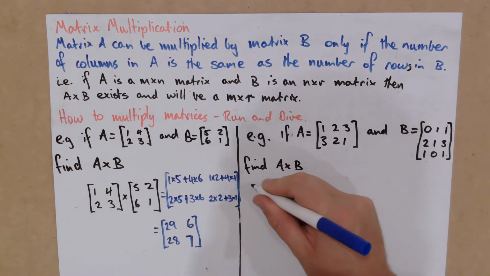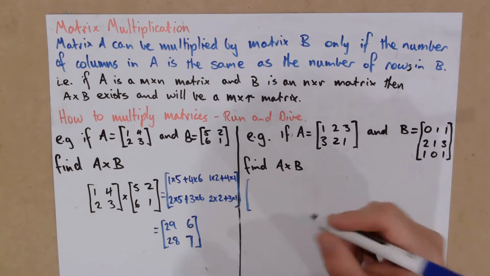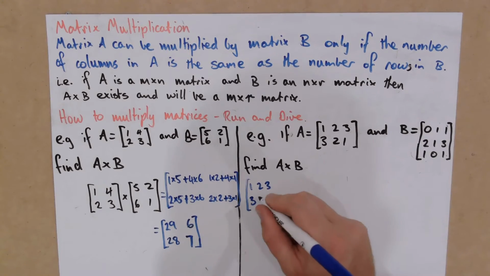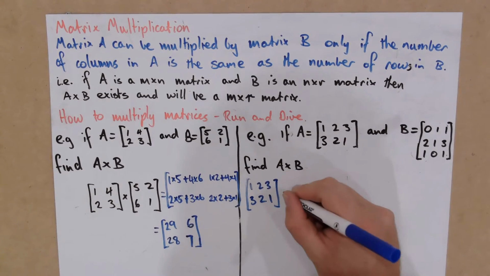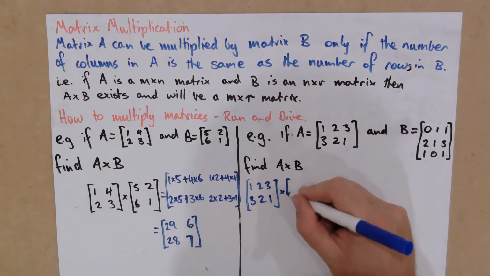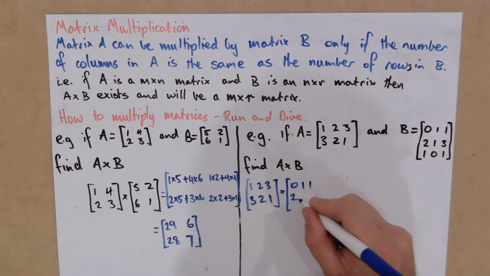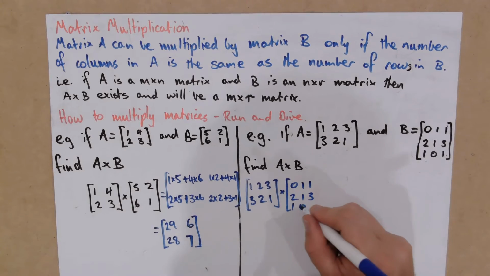I might need to leave myself a little bit more room this time. So we've got our 1, 2, 3, and 3, 2, 1. Okay, by 0, 1, 1, 2, 1, 3, 1, 0, 1.